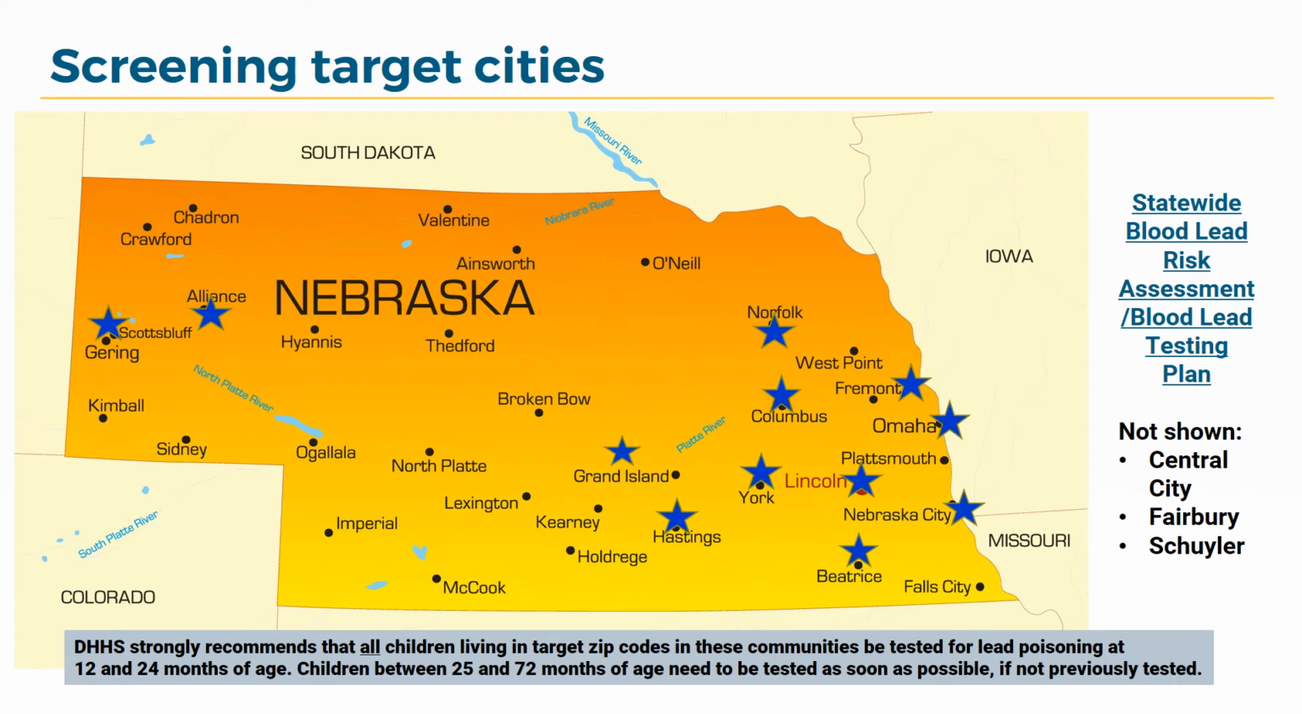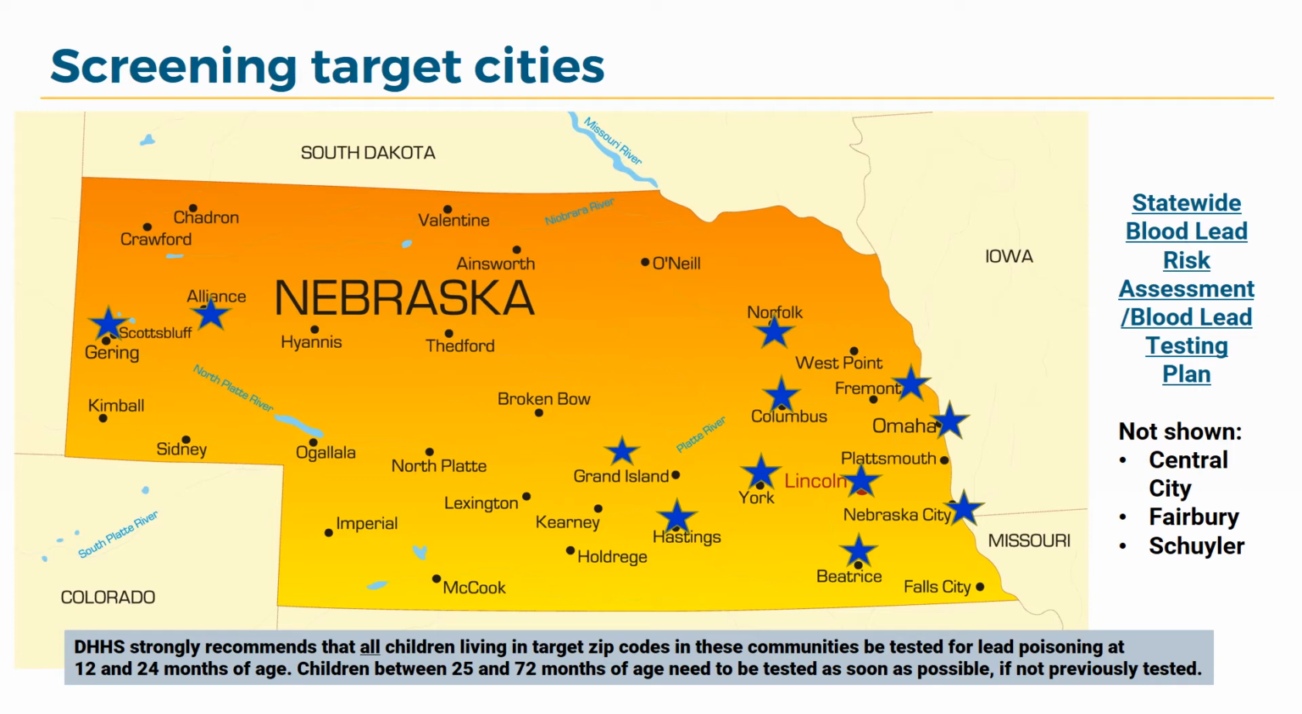As we discussed in the first module, cities with a high percentage of older homes have a higher risk of exposing children to lead. The state CLIP has identified zip codes in the cities marked with blue stars as locations where children should receive a screening test regardless of their parents' response to the risk assessment questionnaire. You can click on the link to see the full testing plan.